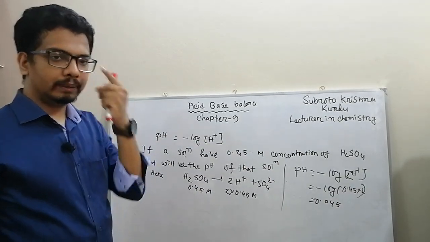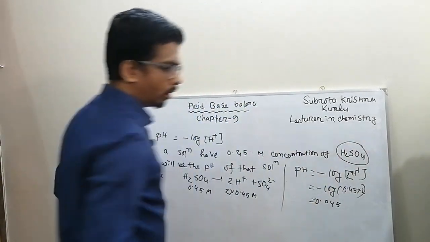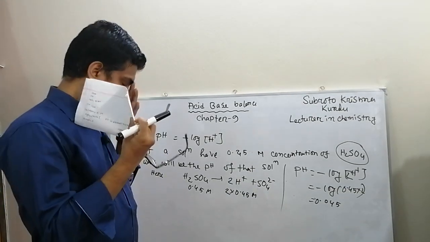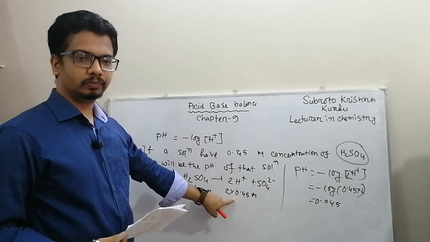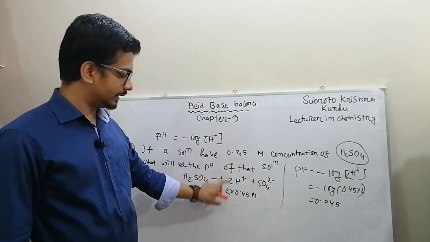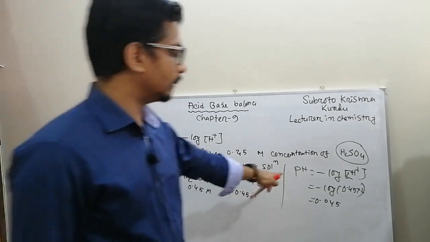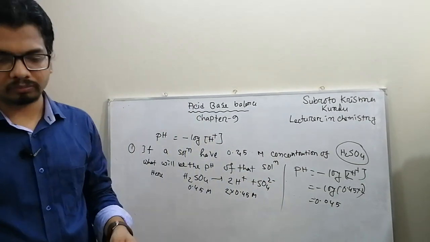Okay, we have to know the structural formula of that acid to know the concentration of H plus ion. We have to write it in that way, and we have to define the pH this way.